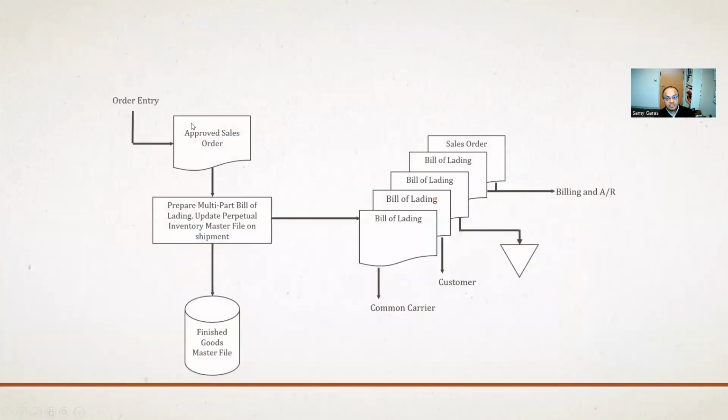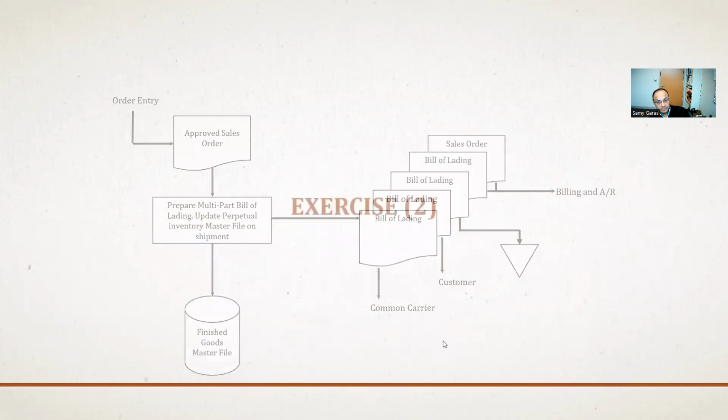And we get the sales order from the customer, prepare the multiple part bill of lading. And then we have the bill of lading here has the original will go to the customer. Then also one copy where the customer can sign that he received the original with the quantity. One copy will be filed in the bill of lading folder. And then another copy with the sales order will be recorded together.